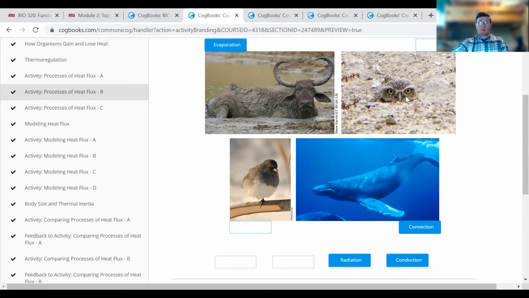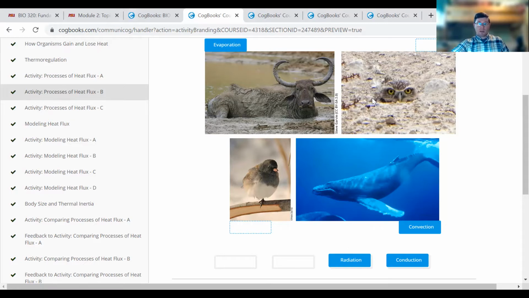What about the owl? Let's make some arguments for conduction and against maybe radiation then, just to make sure we're going in the right direction with all of these. He's just really all up on the ground. He's got a lot of surface area touching the ground. And that favors which one? Conduction. Yeah, I think that's a great argument, right?